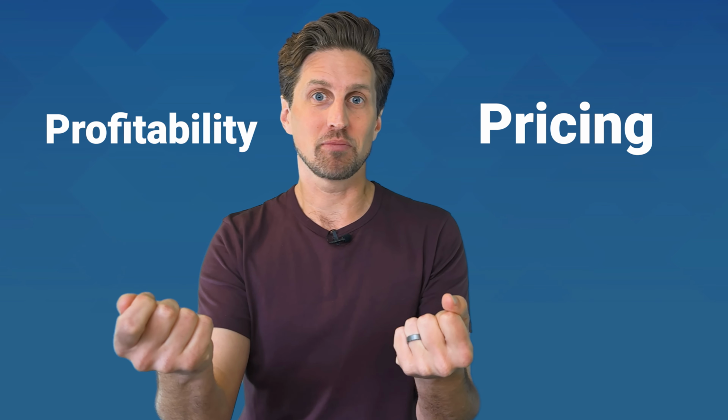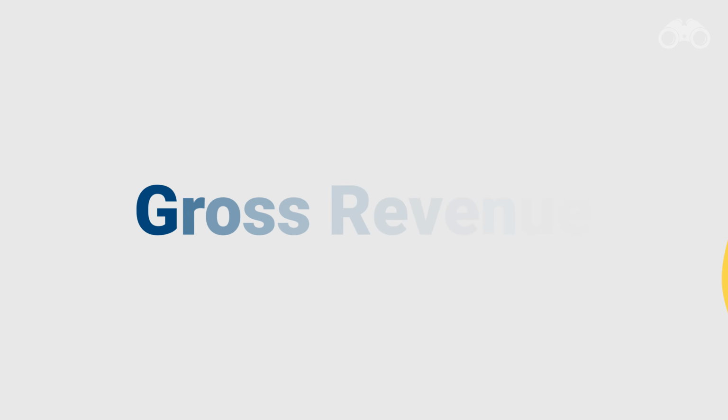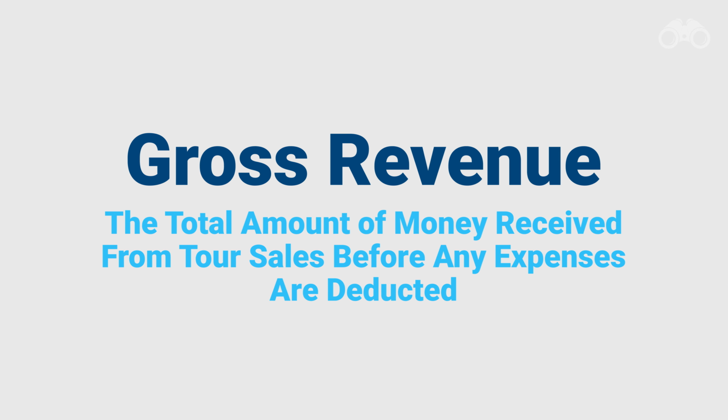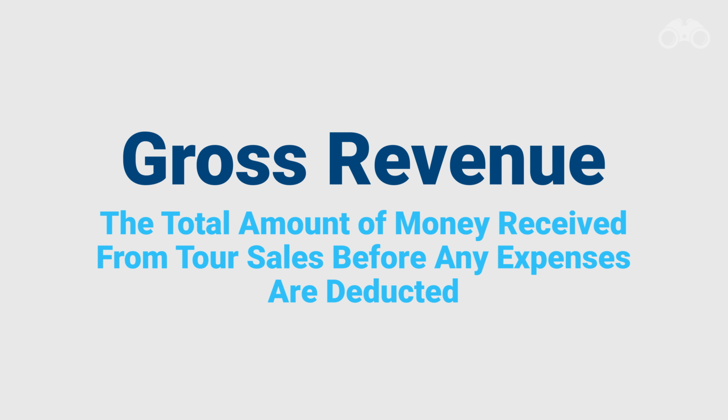But before we go too much further, I want to take just a beat to define some of the terminology that we often hear when we're talking about pricing and profitability. So we're going to go through these one at a time. We'll put them up on screen, and feel free to pause if you really want to read through the definition and let it sink in. The first is gross revenue. This is the total amount of money that you receive from tour sales before any expenses are deducted. Put another way, this is all of the revenue and total sales that you made before we take anything out of it.